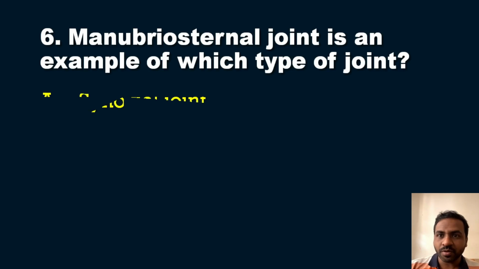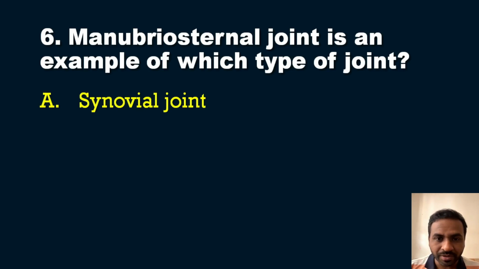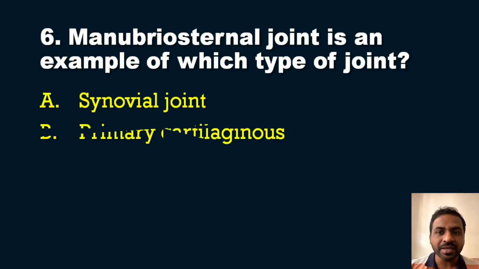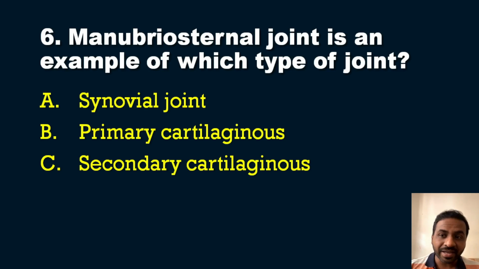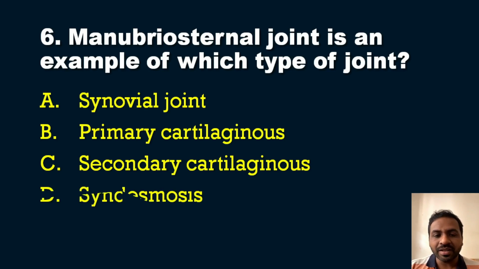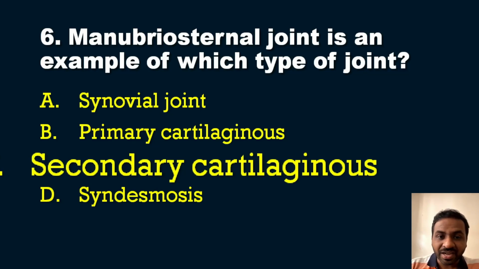So the options for you are, the first one is the synovial joint. Option number B is the primary cartilaginous joint. Then the next one is the secondary cartilaginous joint, and the final option is the syndesmosis. The question may look very easy, but the options are slightly confusing. So what is the answer? The answer for this question is option number C, that is secondary cartilaginous joint.